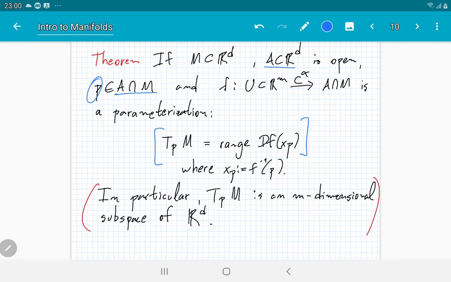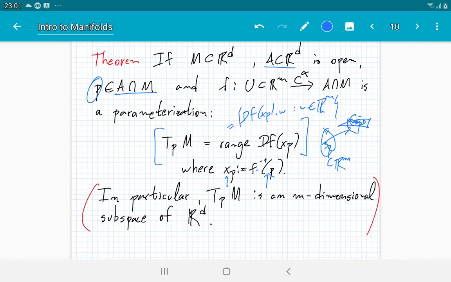And the way you do it is, you remember, we have this thing here. Here I have a pre-image of P. Here I have M, P, and I have this parameterized neighborhood that gets mapped here. So all I have to do is compute the inverse image of P, which exists because F is a bijection, right? It's a homeomorphism. And then I look at the range of the derivative. That's the set of all vectors of this form, where W belongs to R^m. Remember that this guy here lives in R^m. So the range of the derivative gives you the tangent space. In particular, the tangent space is an m-dimensional subspace of R^D, a vector subspace.